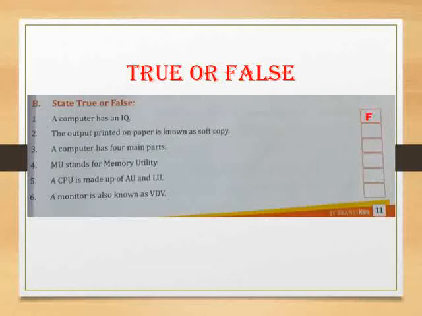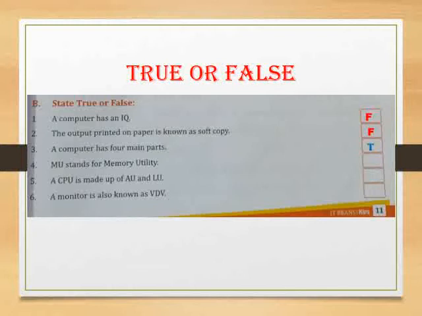When we print something through the printer, is it known as soft copy? No, it is known as hard copy. That is why this statement is also false. Next, computer has 4 main parts. Yes, and what are those main parts? These are keyboard, mouse, CPU and monitor. So this statement is true.